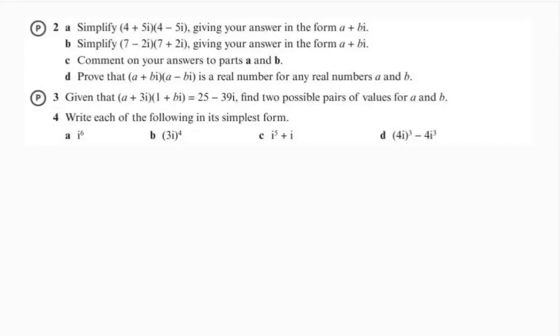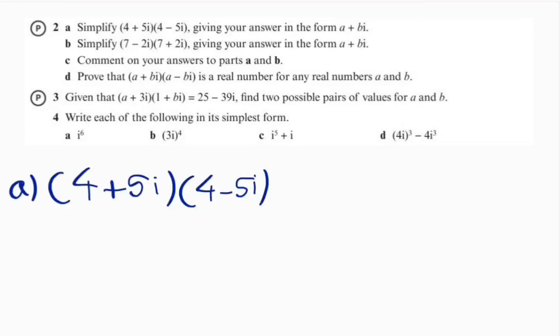This video is on exercise 1C, questions 2 to 4 of the A-Level Further Maths Core 1 textbook. Now, in question 2, the first part is about simplifying (4 + 5i)(4 - 5i), and we have to give the answer in the form a + bi.